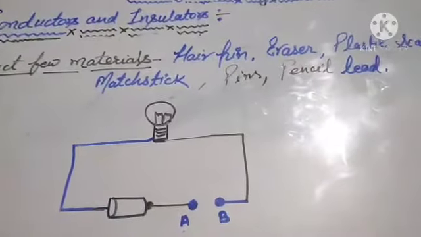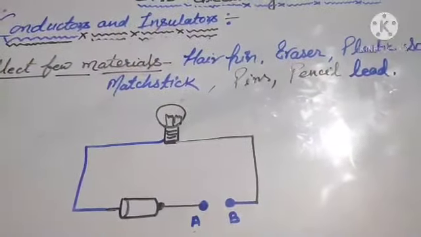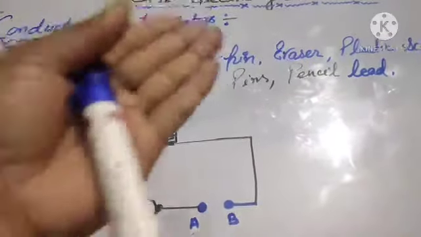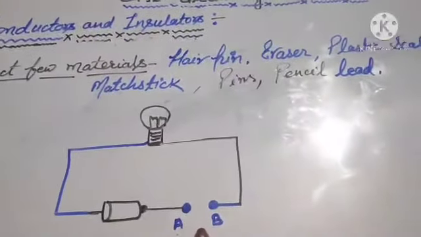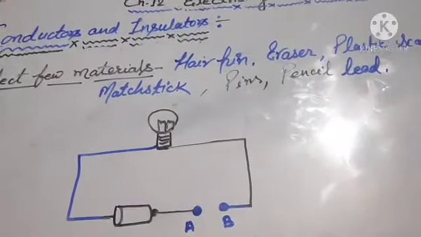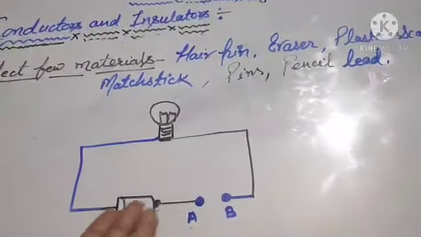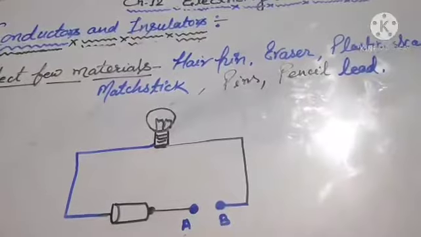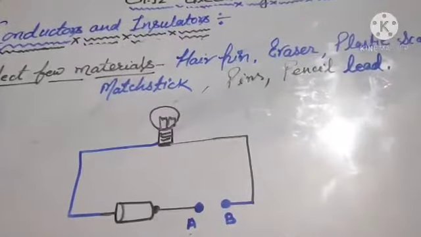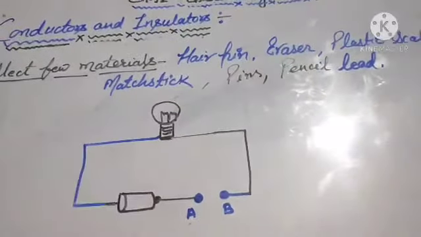So, when we put a hairpin, as you know, a hairpin is made up of metal, and metal is a good conductor of electricity. So in that case, when we put the hairpin in between the gap of A and B, the bulb glows, right? And when we put pencil lead in the gap between A and B, as you know, pencil lead is made up of graphite, and graphite is also a good conductor of electricity. So in that case the bulb glows.